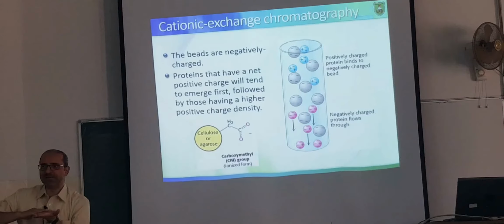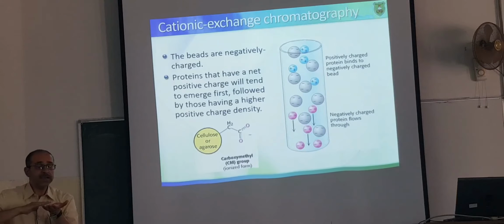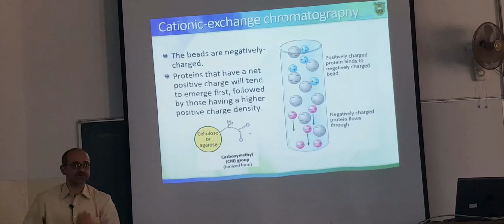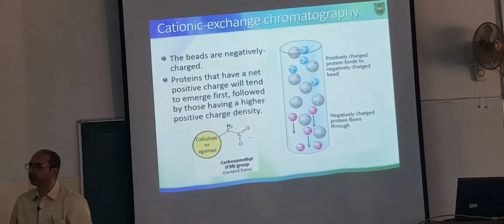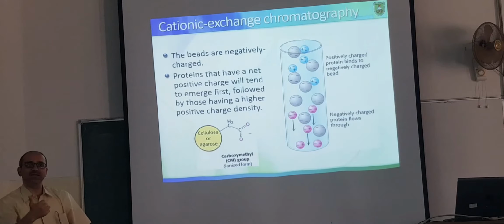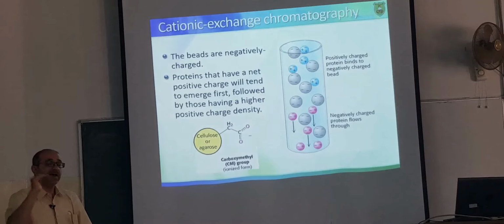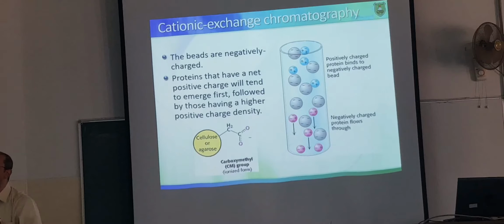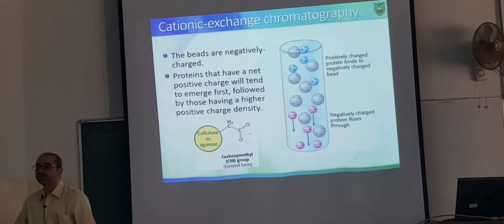So when I start to increase the salt concentration or change the pH slowly, the one that comes off first is the one with the least number of positive charges, the one with the lowest isoelectric point relative to the group of proteins. Then comes the one with a little more positive charges, and so on. The last one to come off is the protein with the highest number of positive charges, the one with the highest isoelectric point.